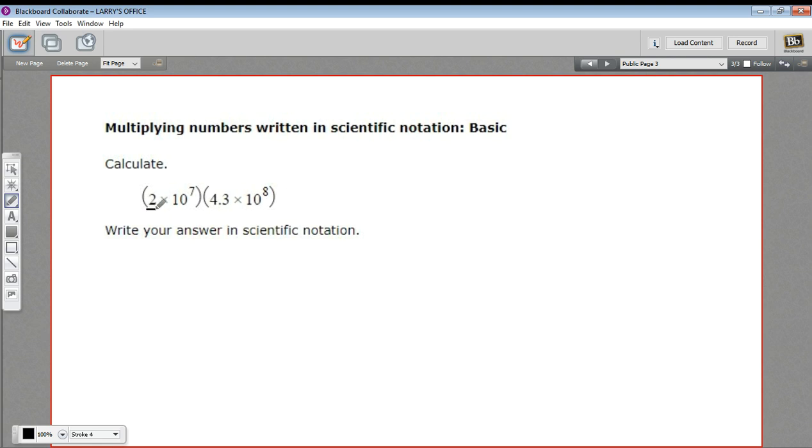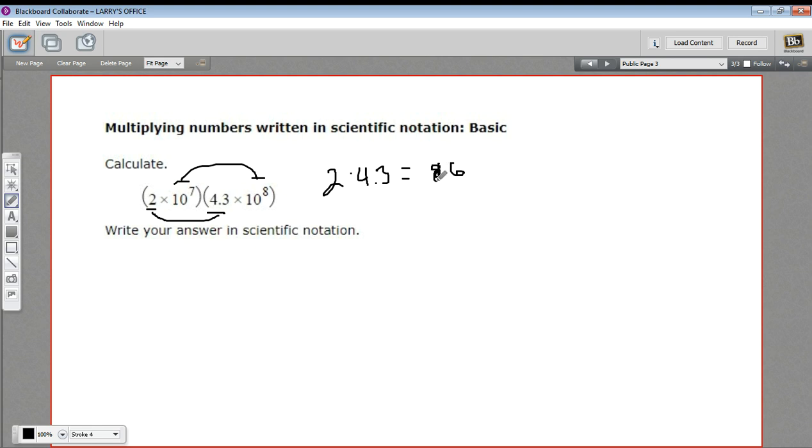So what I'd suggest is take these two and multiply them. Make that one part of the problem. And then take these two and multiply them, and then put everything back together in scientific notation. So this really breaks down into two problems. The first problem is 2 times 4.3, and that is 8.6. And there, that's great. We're lucky.